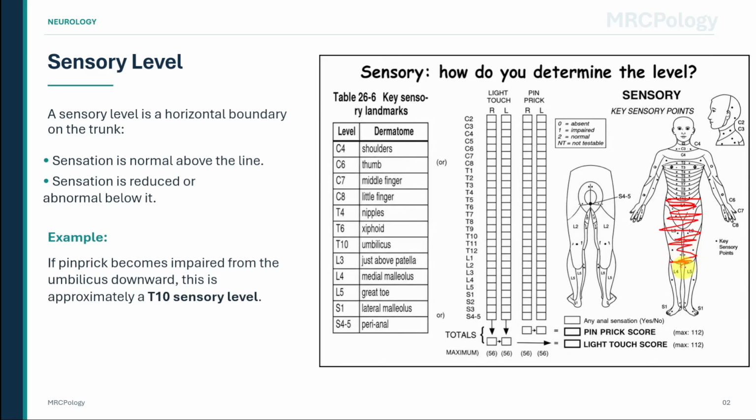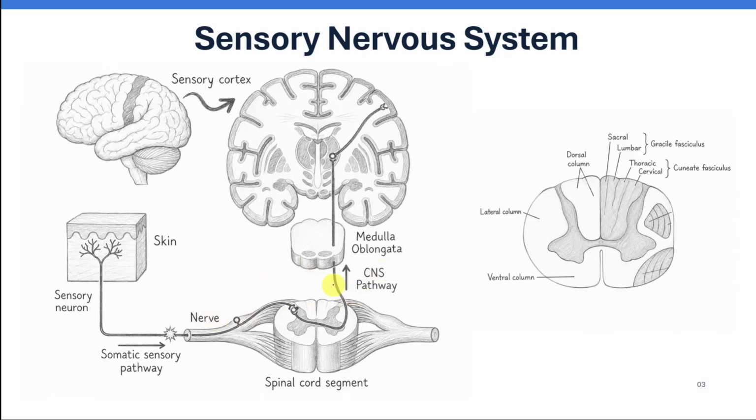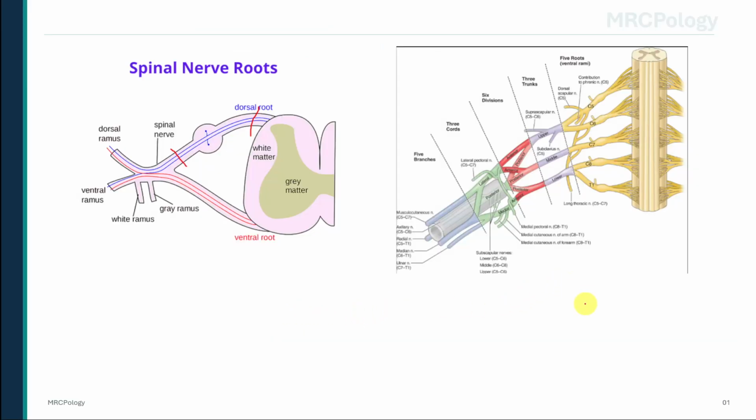The important point is that a sensory level is not simply one abnormal dermatome. In a spinal cord lesion, sensory disturbance extends below the level because the long ascending sensory pathways carrying information from the lower parts of the body pass upward through the spinal cord. Consider sensory information coming from the legs. These fibers enter the spinal cord at lower levels and then travel upward toward the brain. If the spinal cord is damaged at a higher level, those ascending fibers are interrupted as they pass through the lesion. Therefore, sensation from multiple segments below the lesion becomes affected.